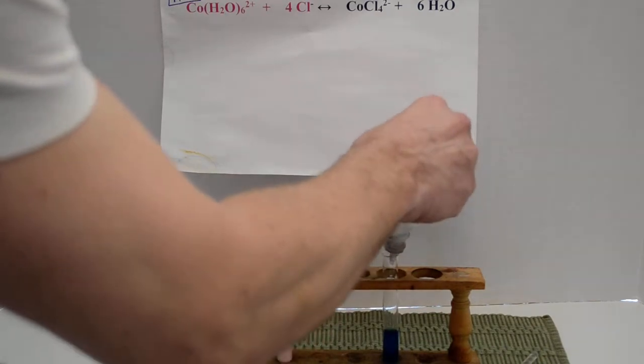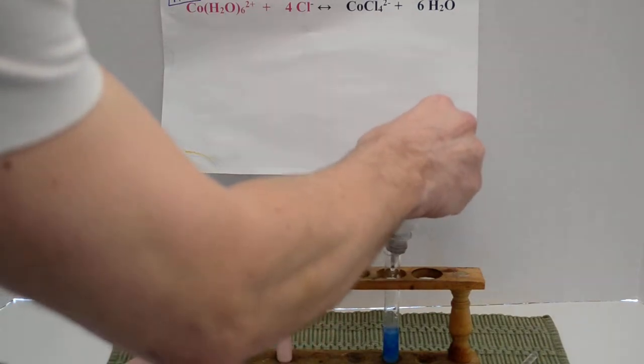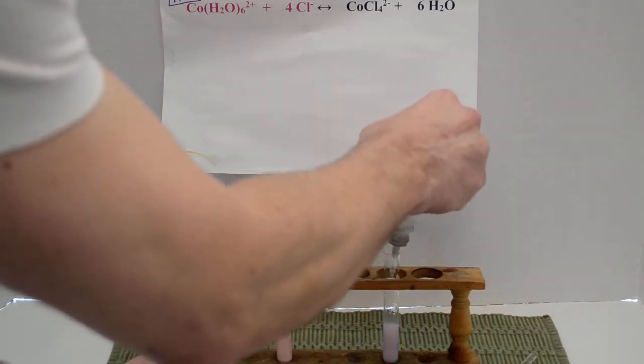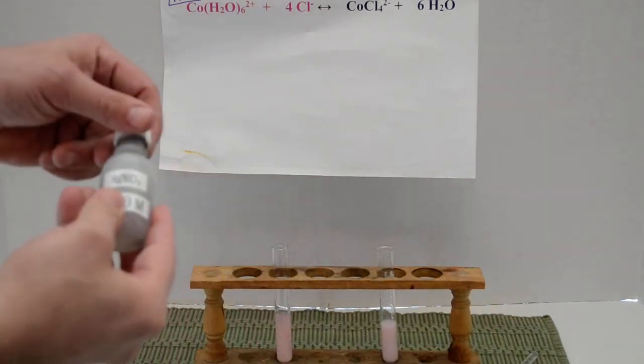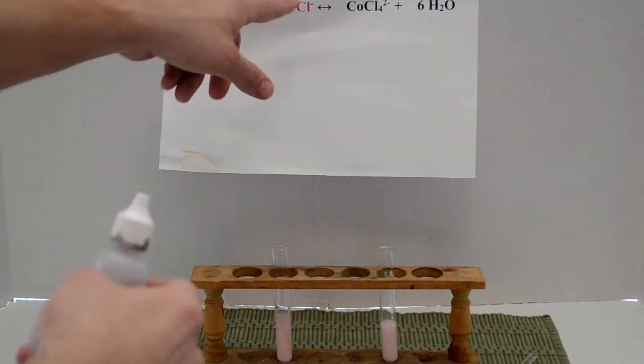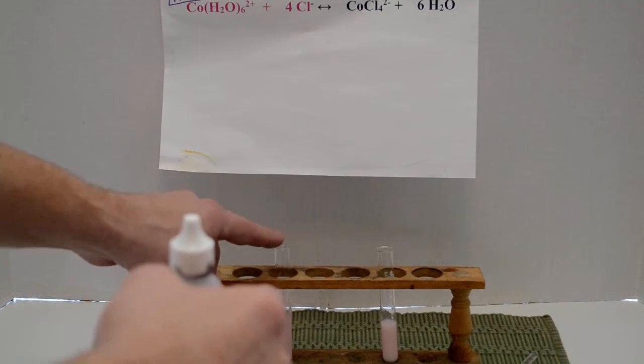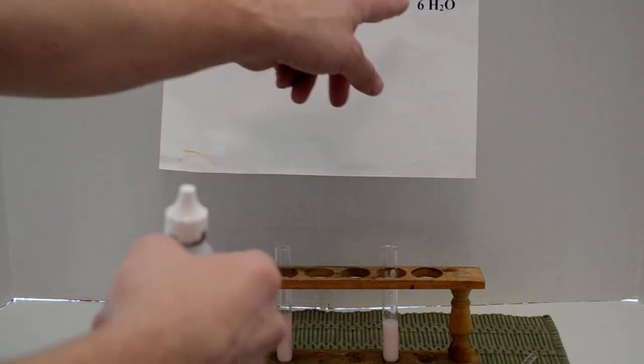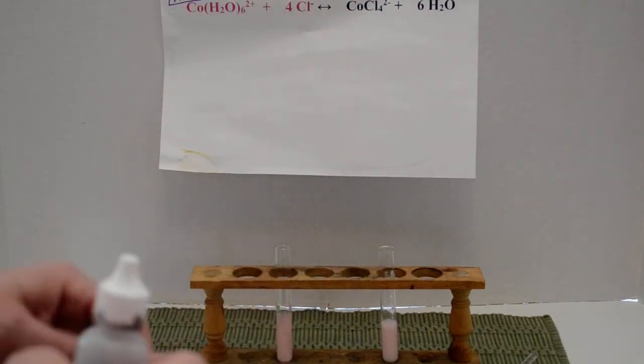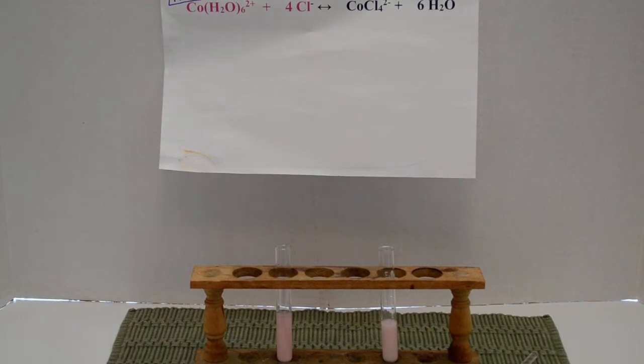Okay, now let's add the silver nitrate to the blue tube. Again, we see that precipitate forming. Oh! Huh. It looks like when I remove Cl-, the pink one stayed pink, but the blue one turned pink. Huh, what's going on here?